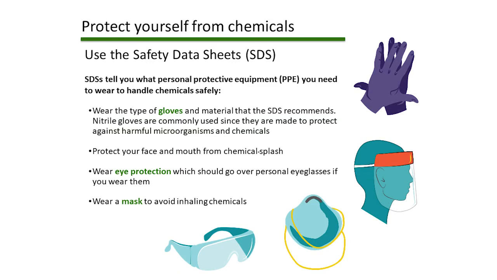Every chemical you use comes with a safety data sheet, or SDS. Your trainer, supervisor, or manager can show you where these are kept in your facility. The SDS tells you what personal protective equipment, or PPE, you need to wear to handle the chemicals safely.